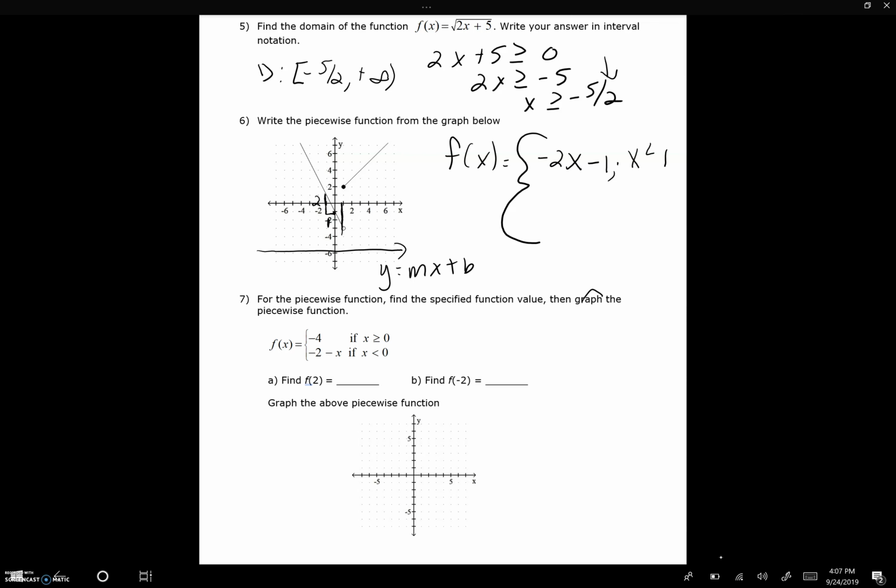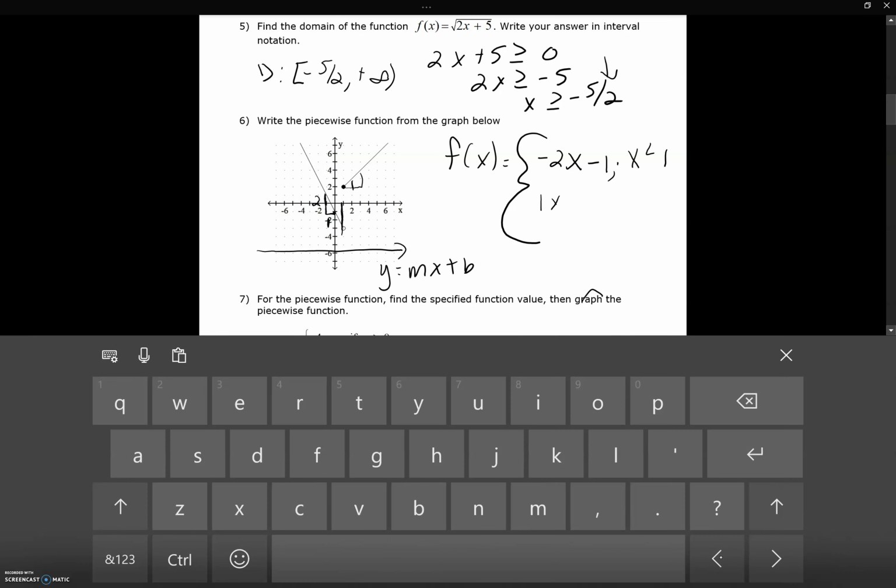The other one looks like it's going to be up to over 2, which is just the same as a 1-to-1, right? So my slope is going to be 1x.